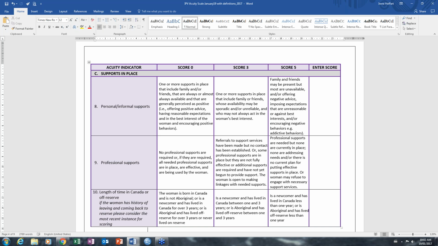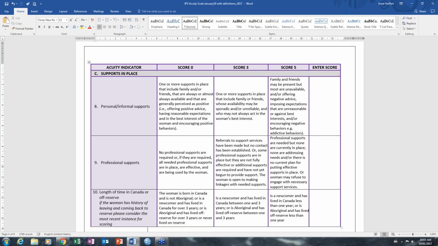A score of 3 is, well, let me actually go to the score of 5, because that's the other end of the continuum. That means professional supports are needed, but none are in place, or they might be in place but none are addressing the needs that are there, or there's no plan in place to get the supports in place, or the woman may refuse to engage. Essentially, the shelter needs to do a whole lot of work to get professional supports to become more effective or engaged, or work with a woman to get her to understand or see the value of those supports.